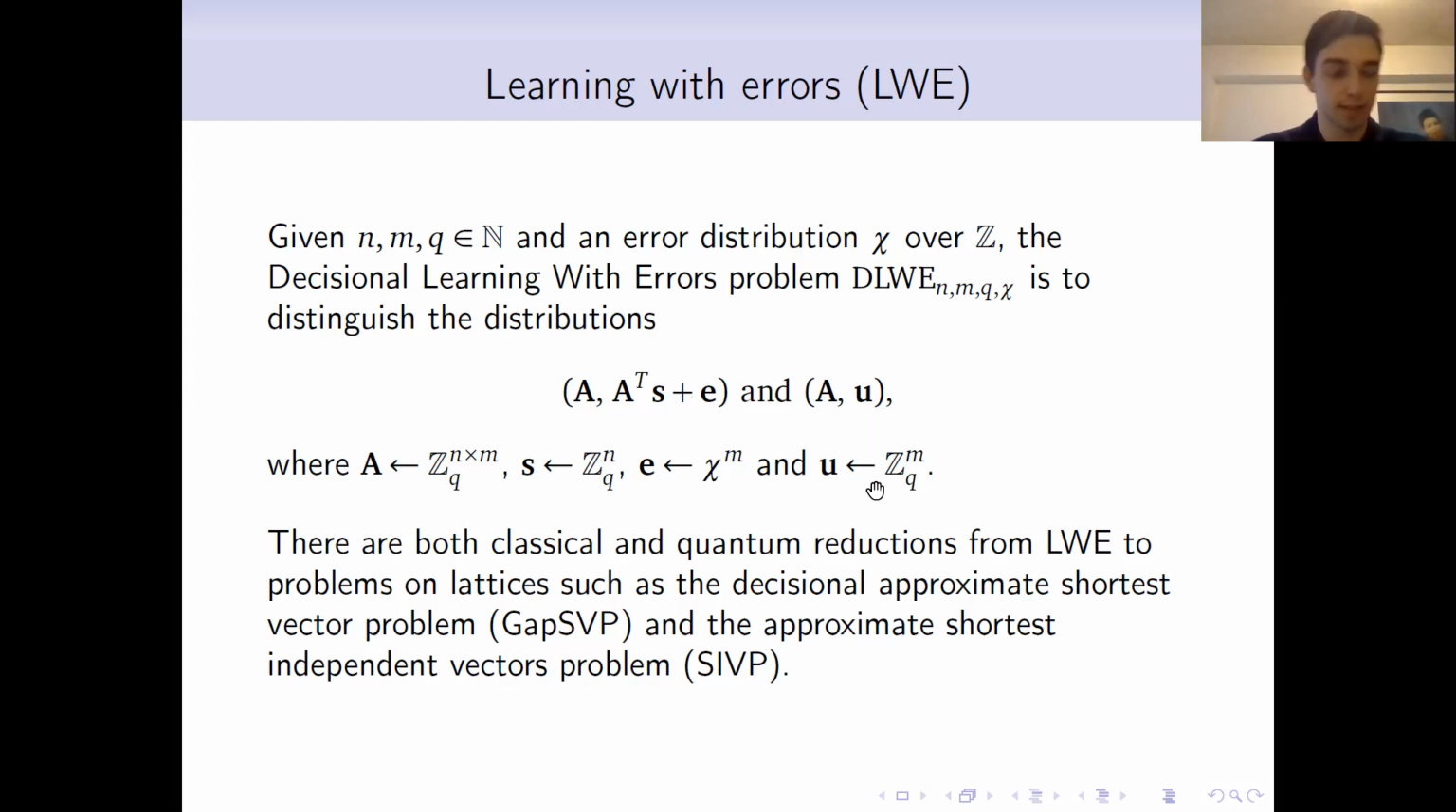There exist classical and quantum reductions from LWE to problems on lattices for which there aren't any known efficient algorithms, such as the approximate shortest vector problem. And because of this, protocols whose security is based on the hardness of learning with errors are conjectured to be secure against both classical and quantum attacks.